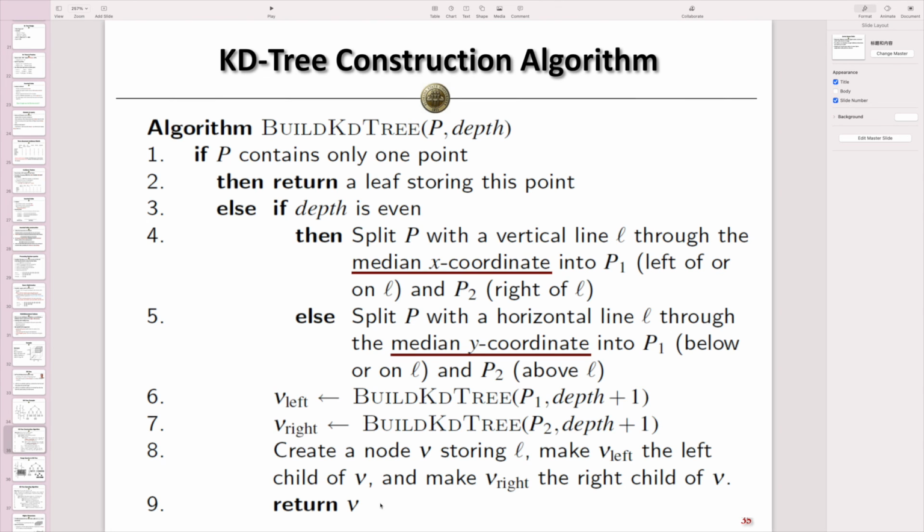You can see this tree is constructed recursively from the root until all the leaf nodes have only one single data point in the region. Okay, so this is the algorithm, and you can take a look at it by yourself. If you want to have a try, you can write this algorithm yourself in some programming language to test it.